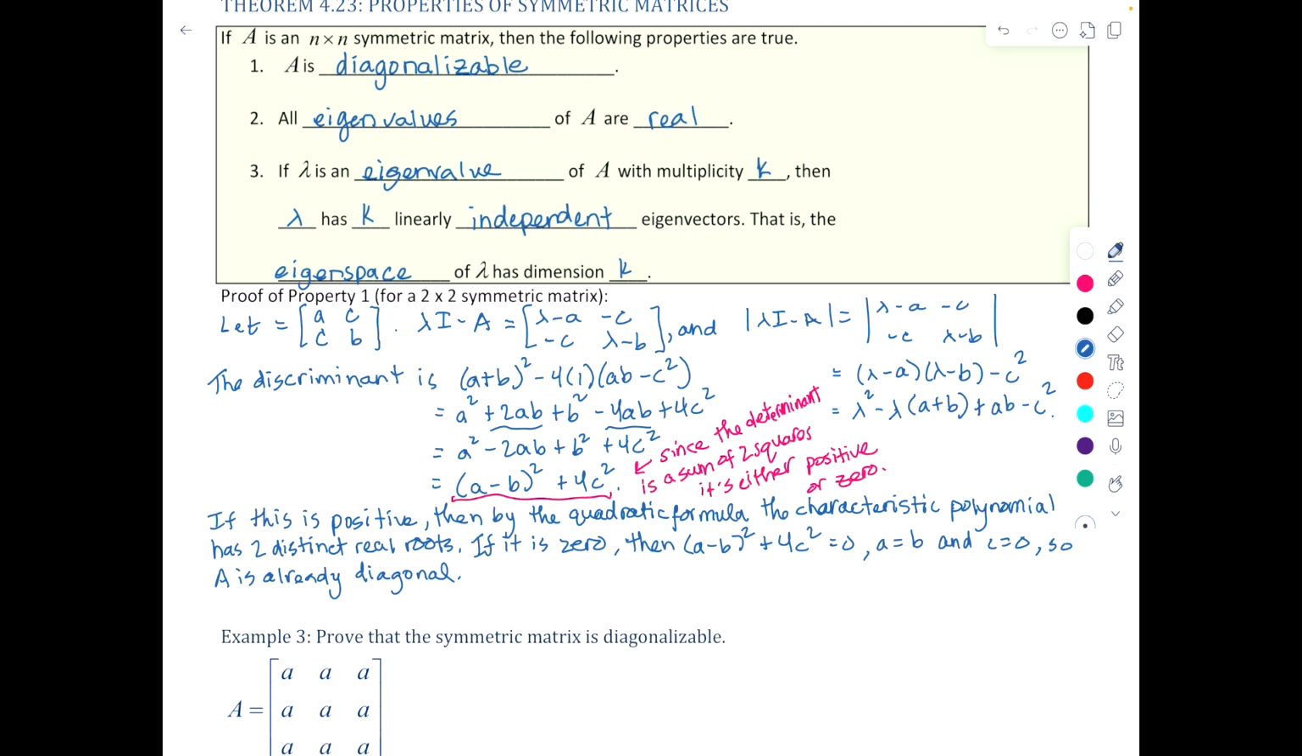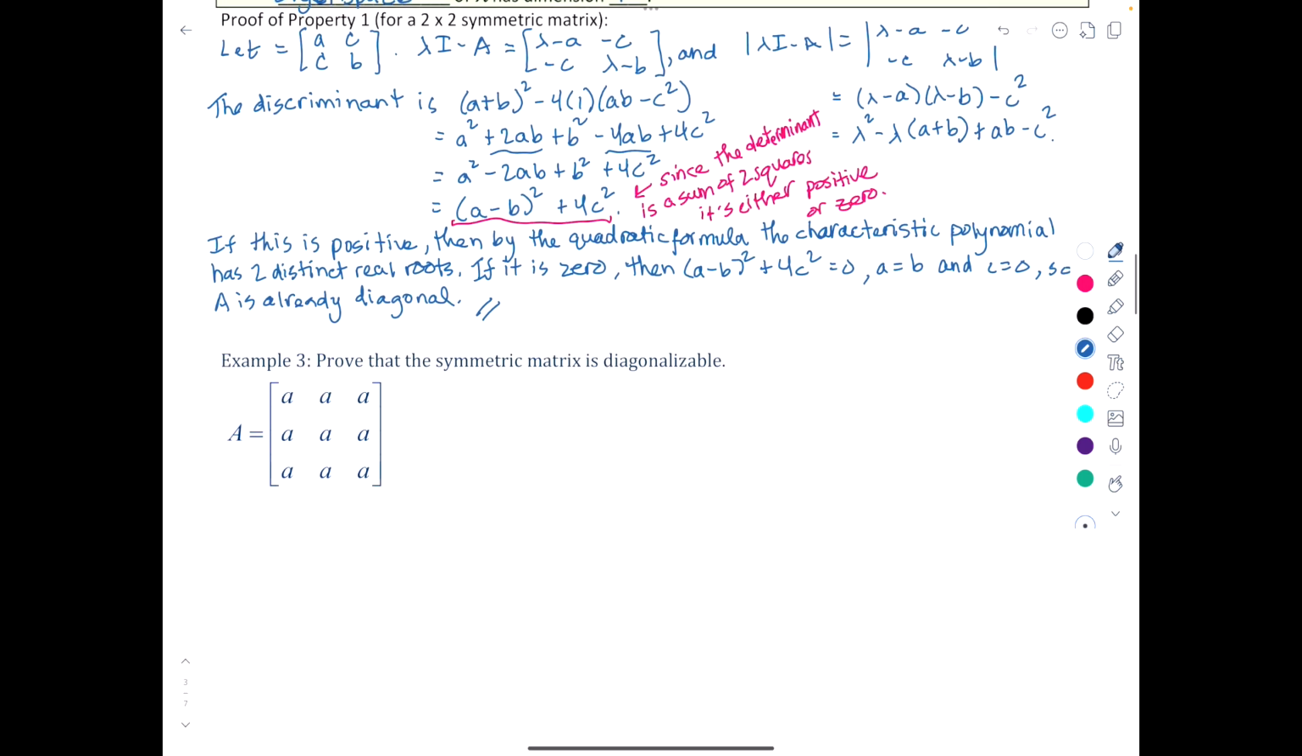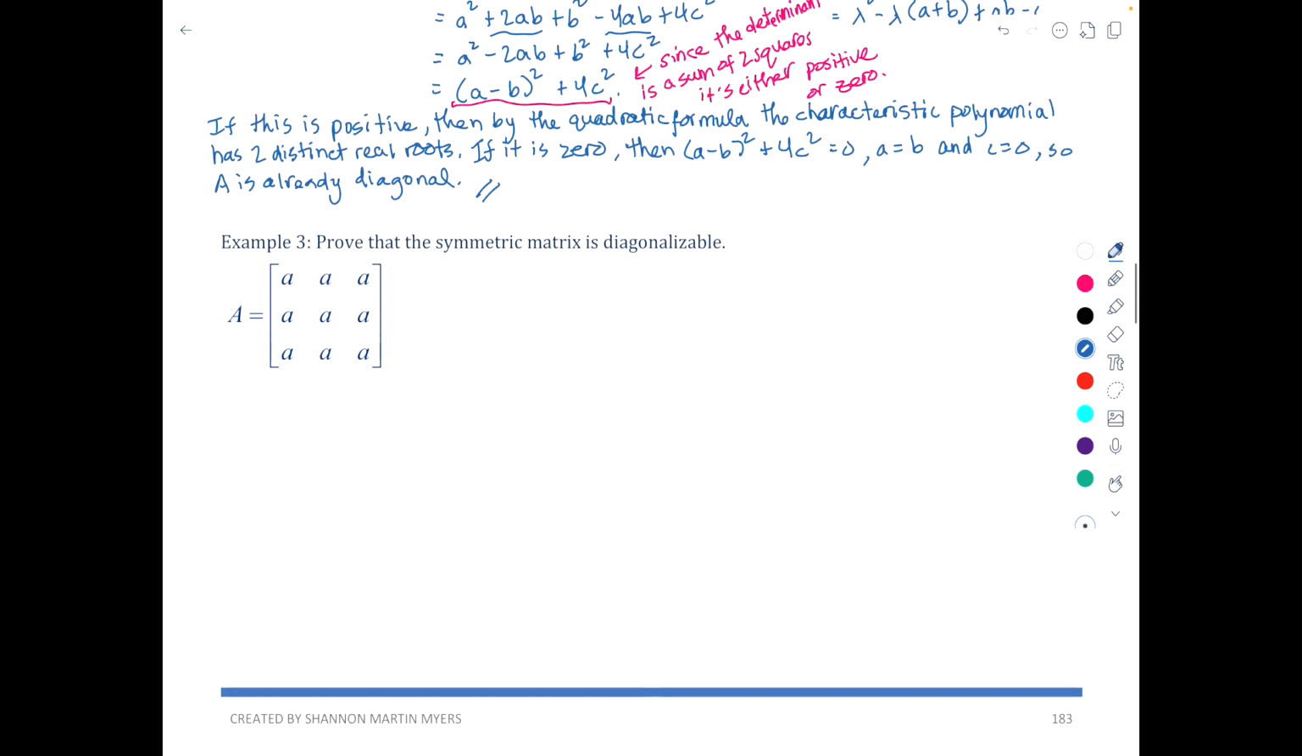All right, excellent. And that is the proof. Groovy? All right, so now this one, prove that the symmetric matrix is diagonalizable. So this one is just kind of a cool little exercise. We need to find all of the same stuff, all right?